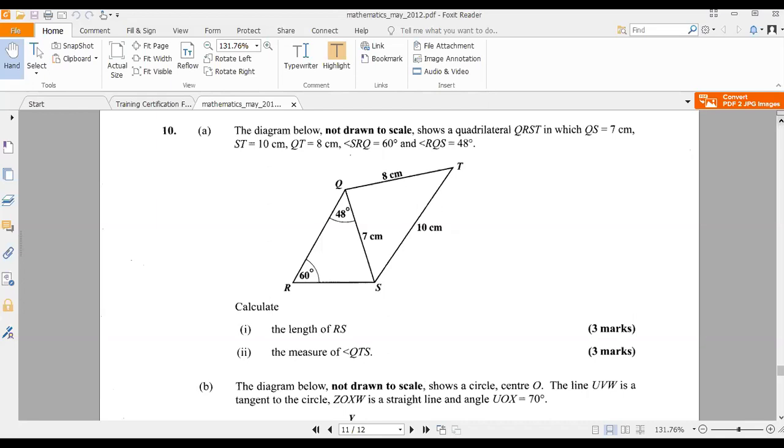So we are going to start the first one. They asked me to find RS. So the good question is this: if I'm going to find RS, which part of the triangle will I use to find the RS? That's question number one.